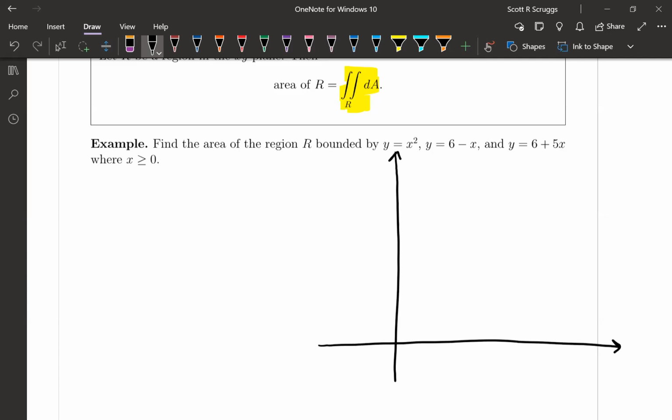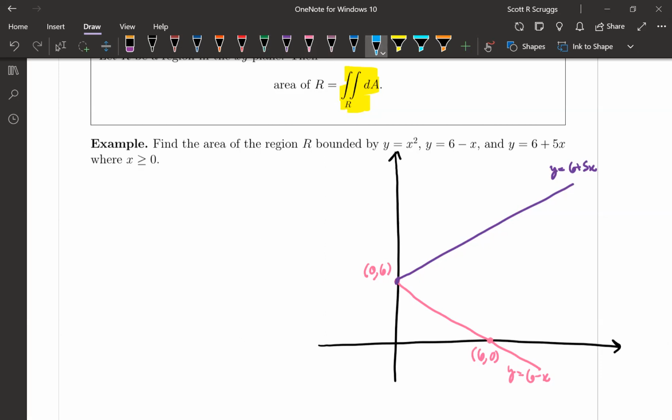So I have the line 6 minus x, which I will use pink for. I'll go ahead and mark 2 points of interest. First, my y-intercept, which in this case is 0, 6, and my x-intercept, which in this case is also 6, if I need it. Next is the line 6 plus 5x. Go ahead and graph that. Note that it also has the same y-intercept at 6. So 6 plus 5x and y equals 6 minus x.